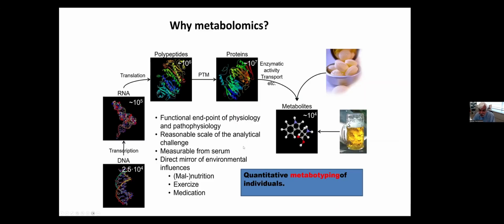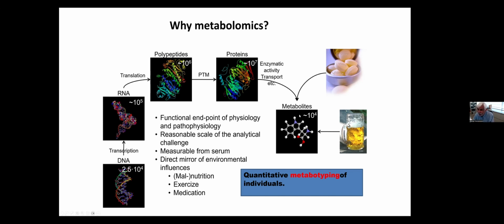So why metabolomics? We know the central dogma in biology: DNA gives RNA gives proteins. This is well known, but what the central dogma doesn't explicitly state is the involvement of metabolites, and metabolites are involved in everything. They are the functional endpoint of physiology and pathophysiology. You can measure them in things like serum, saliva, urine, blood, and feces. These are easily accessible body fluids that can provide information about the state of physiology or pathology. And we know this very well.